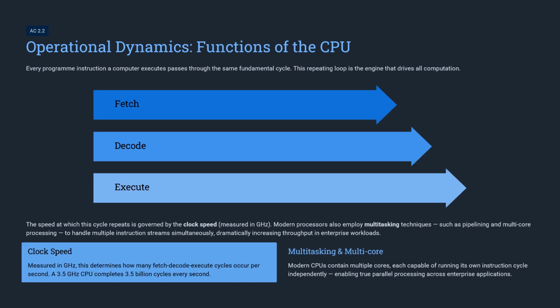Next, let's explore the operational dynamics of the CPU. Every instruction follows a fundamental cycle: fetch, decode, and execute. The speed of this cycle is determined by the clock speed. To handle massive workloads, modern CPUs use multitasking and multi-core processing to run multiple instruction cycles independently and simultaneously.